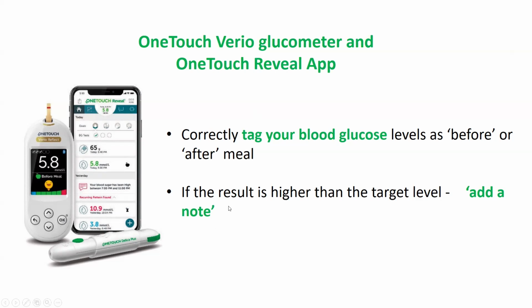If you're wondering how do I tag the blood glucose level correctly? Once you check your blood glucose level and you see the result come up on the screen, you can just click this back arrow button and it will ask you to tag the blood glucose level as before or after, and that will allow you to tag it correctly. And then if the blood glucose level is high, we would ask you to document here in your app, click the add a note feature, and then you can type in what you think caused it to go high.